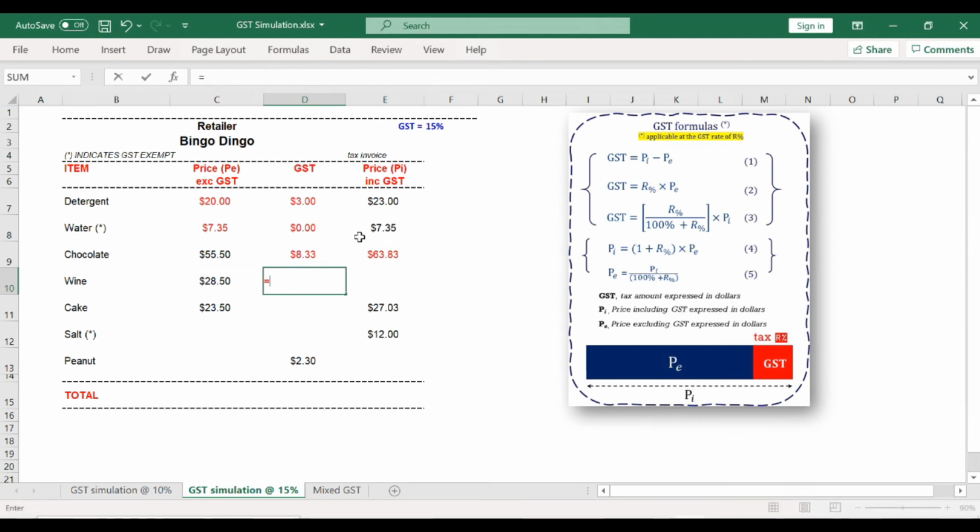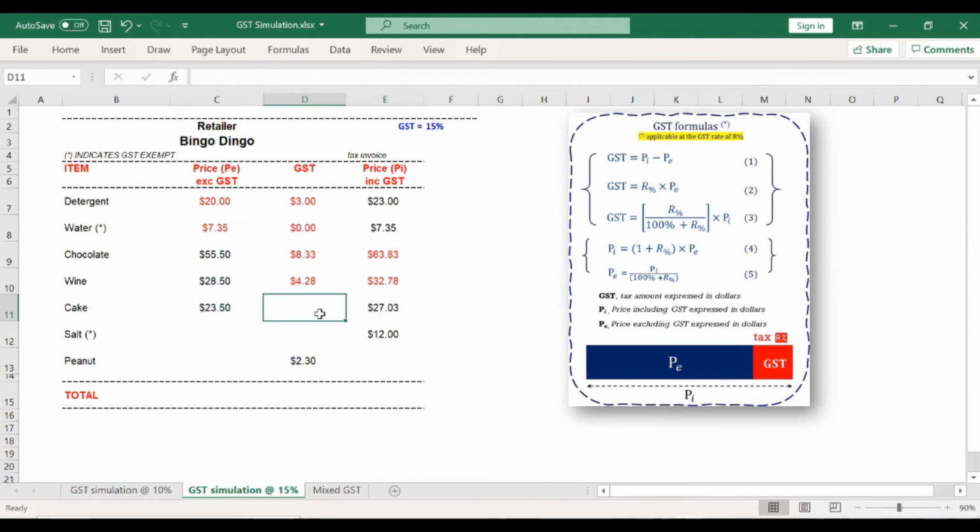It's more or less the same thing for the wine, so we can use exactly the same concept. So it's basically the rate itself, and then we times that by PE, and again for the price including GST is equal to 1 plus the rate, and then multiply the whole lot by cell C10, and that is equal to $32.78.